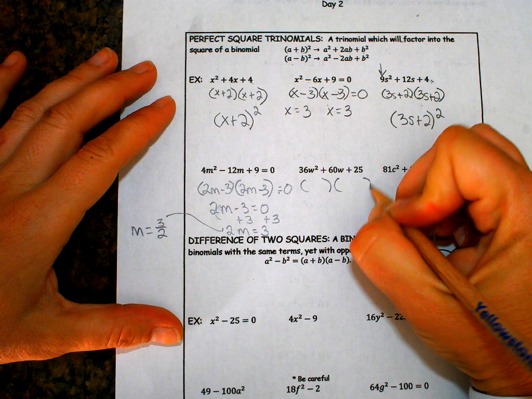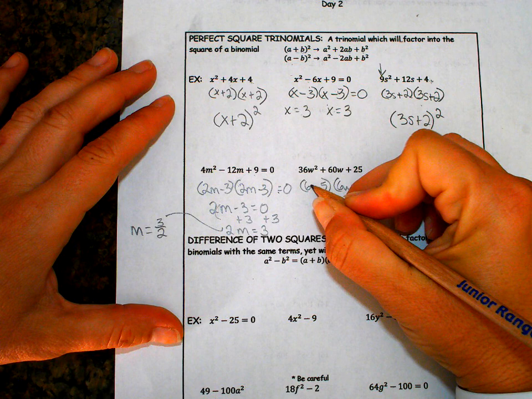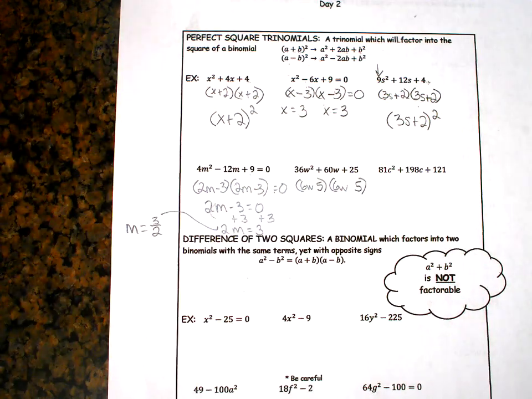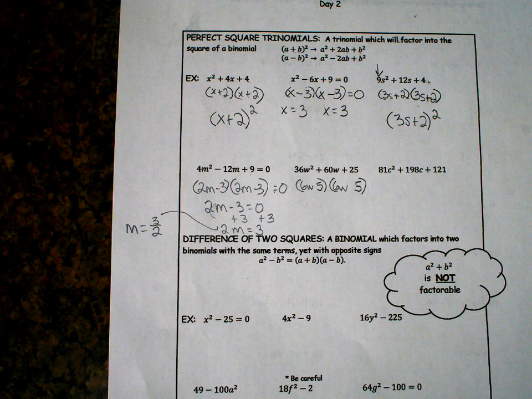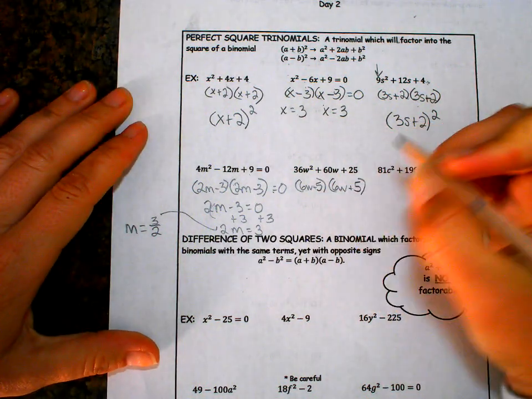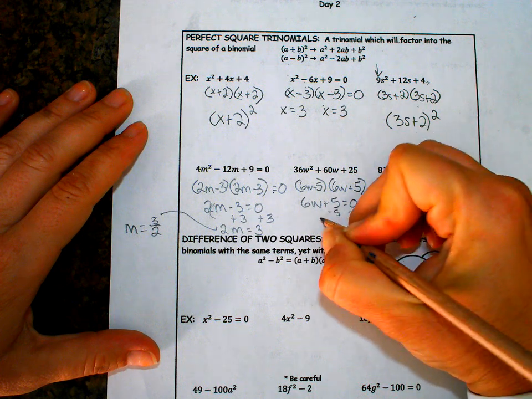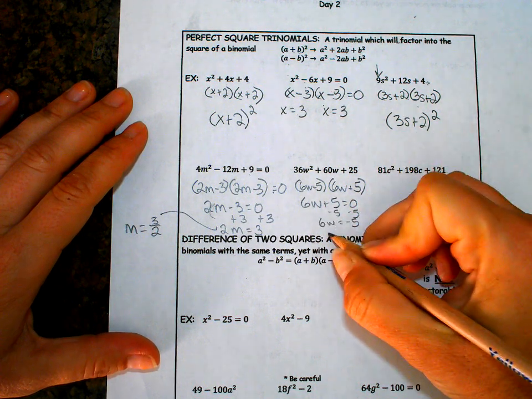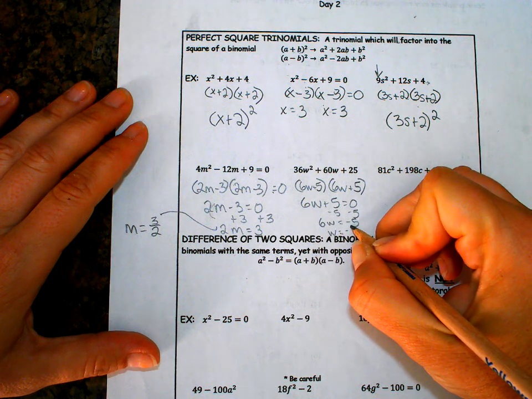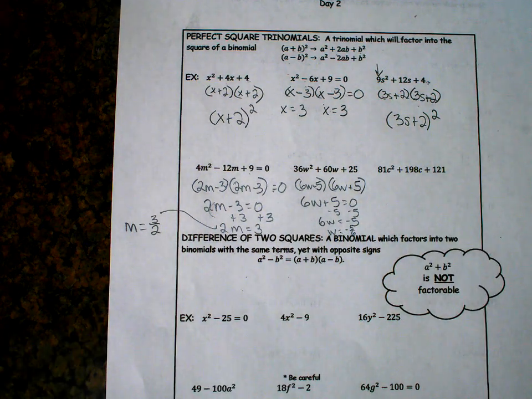All right, here we go. 36 and 25. 36 is 6 and 6. 25 is 5 and 5. Got it? I'm hoping that you think that this is just super easy, right? Then signage, both addition signs. So 6w plus 5 equals 0. 6w equals -5. W equals -5/6. Oh, it didn't have an equal 0. I just went too far. Sorry about that.